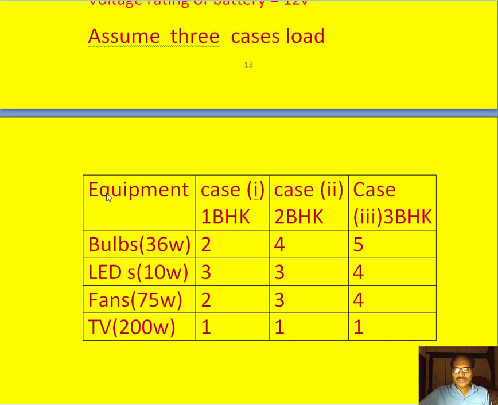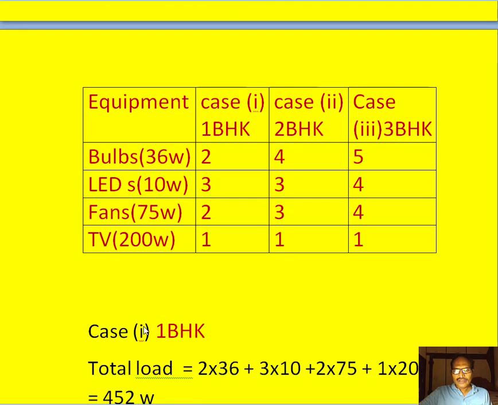loads. Loads means equipment. So the bulbs are 36 watts, LEDs are 10 watts, fans are 75 watts rating, TV is 200 watts, like this. As the number of loads is more, automatically we increase the loads here. This is the general load that we find in all houses.